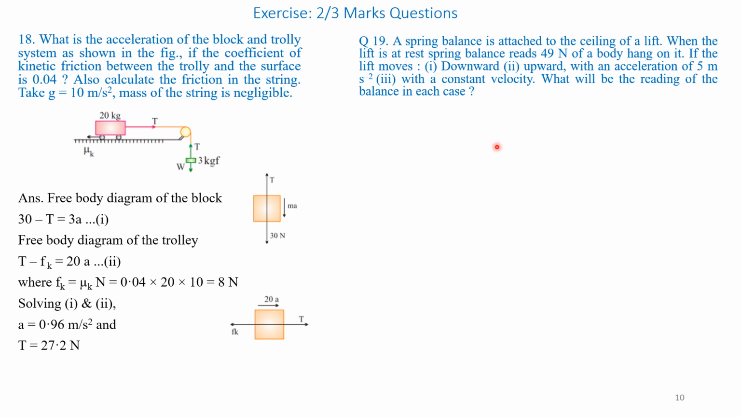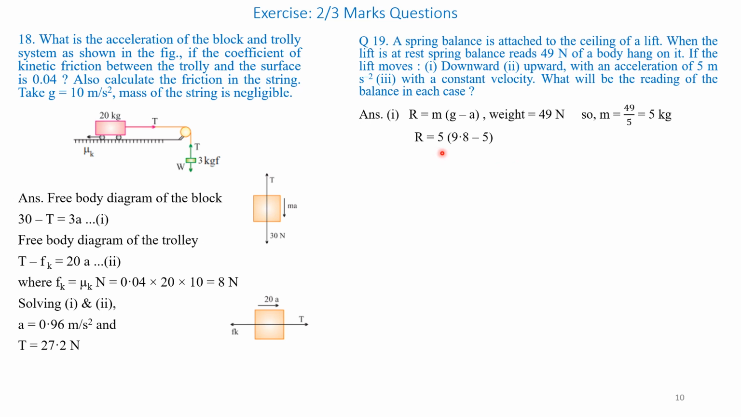We have introduced the concept of mass kept in a lift in the previous slides. So the same thing we are solving in a problem. Therefore, reaction is equal to m into g minus a. Weight is equal to 49 newtons. Therefore, m is equal to force by acceleration due to gravity, 49 by 9.8, and we have found the mass as 5 kg.